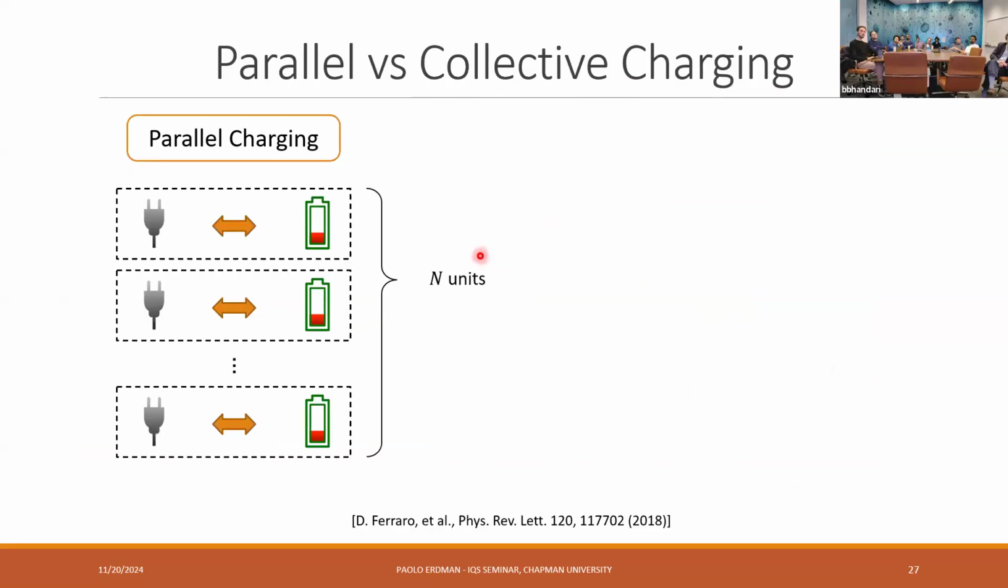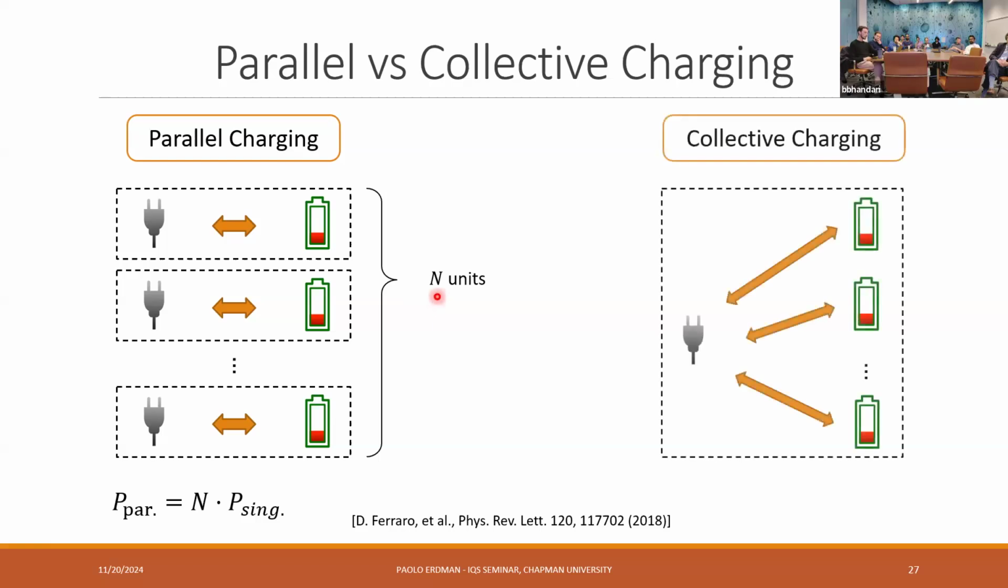So the advantage is the following. If you imagine now that you have n battery units, in this case, n two-level systems, and each one is charged with its own charger, then clearly the power that you transfer to all of the n units will simply be n times the power that you transfer to a single battery. Because all these n units are charging independently, the total energy you transfer would just be linear in the number of units.